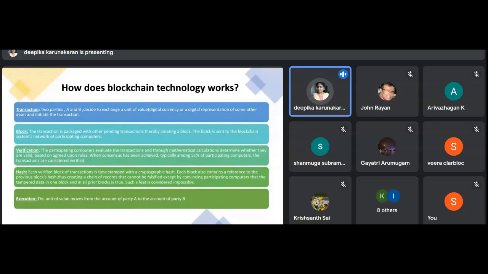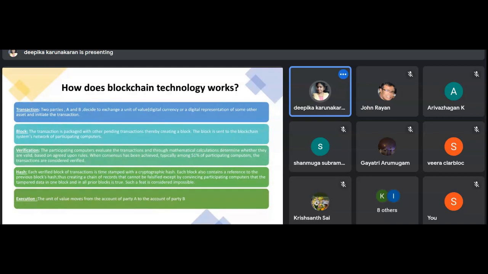Then verification will be the participating computers evaluating the transaction. Here the participating computers are called nodes, which I said earlier. The nodes will be evaluating the transactions through some mathematical calculations. Then they will be agreeing upon the rules and sending the block into the blockchain. When consensus has been achieved, typically 51% of participating computers should be valid and should agree upon the rules.